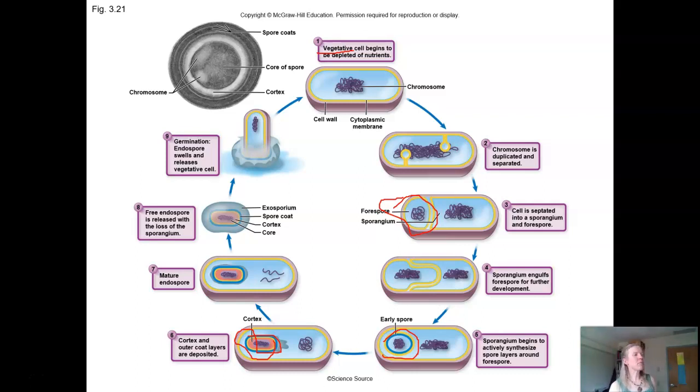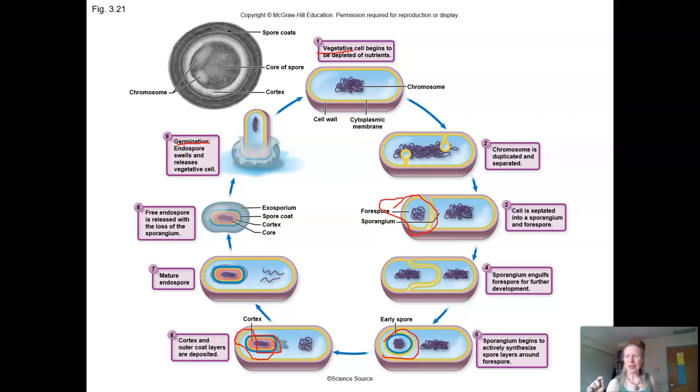Now that spore can eventually germinate, right? So they're showing the same size arrow here, but this could be years, decades, right? Like whatever, grandma's basement and some canned goods. That spore is going to germinate, right? It hatches out and it can go back to being a vegetative cell, a normal bacterial cell. Okay.